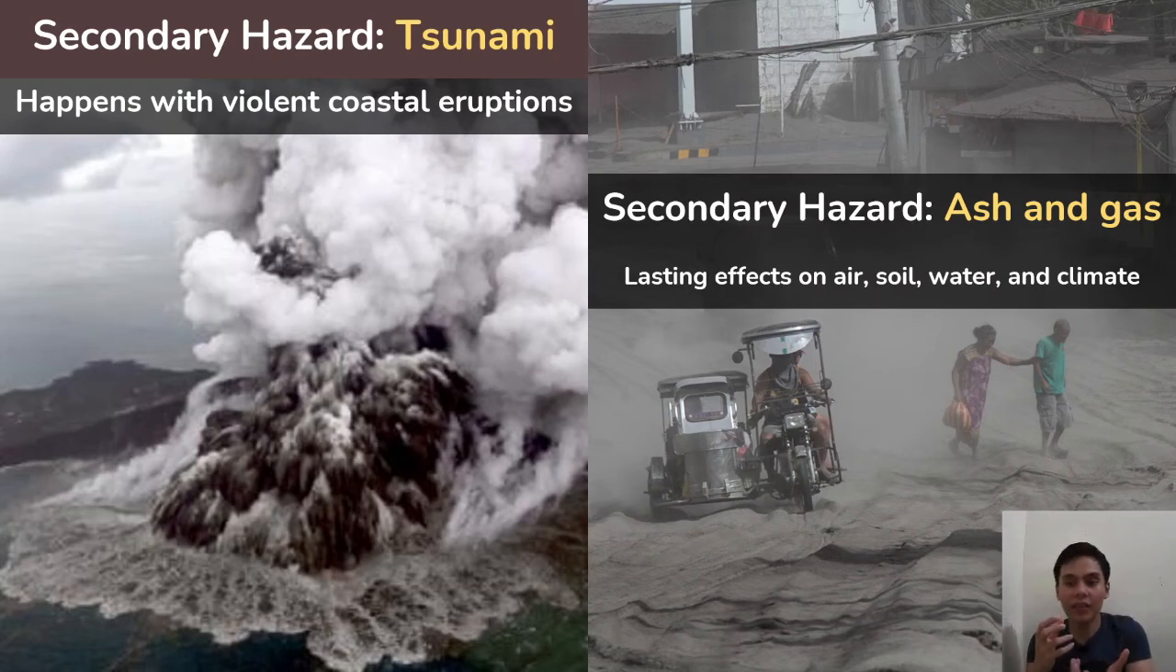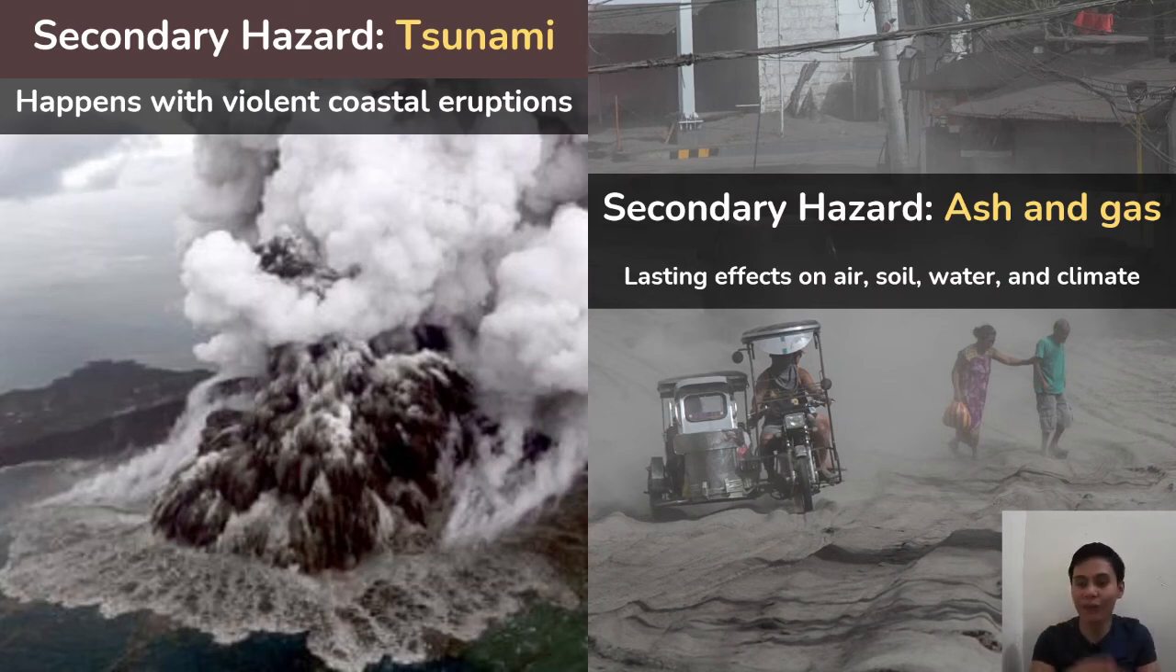On the other hand, ashfall and volcanic gas can spread over a very wide area. Our recent Taal eruption is an example of that. Even places far from Taal volcano received a liberal sprinkling of volcanic ash.